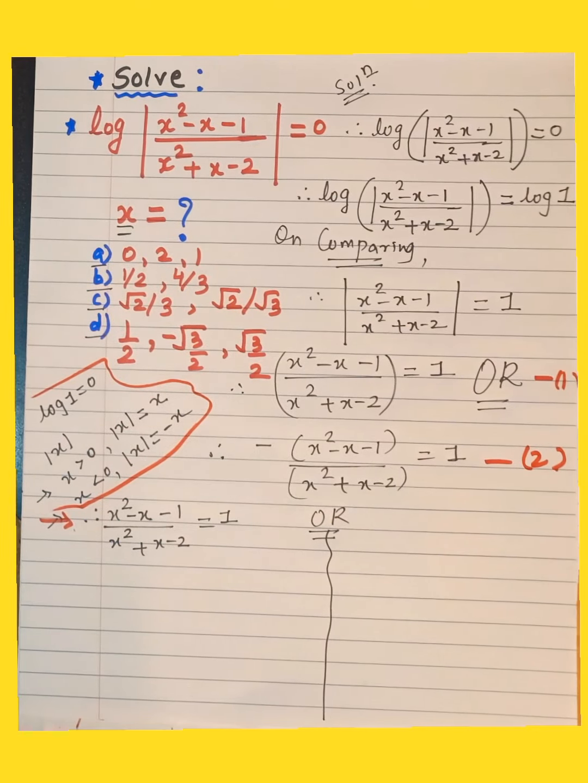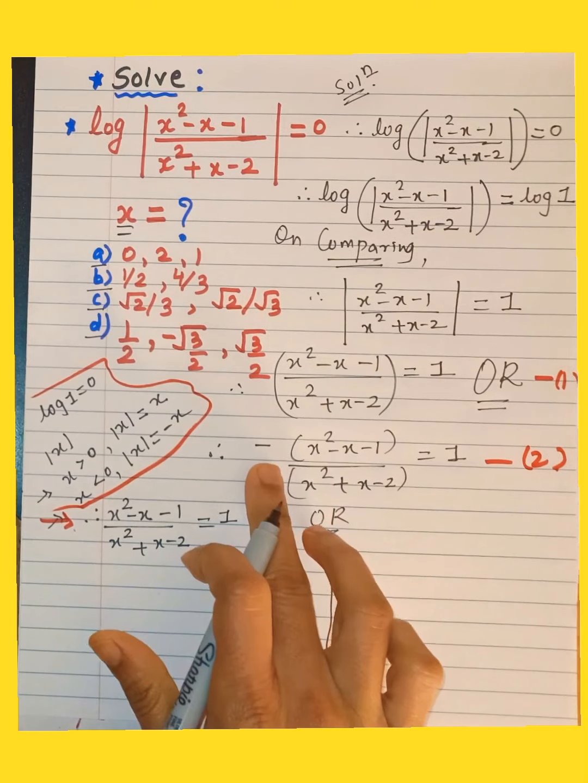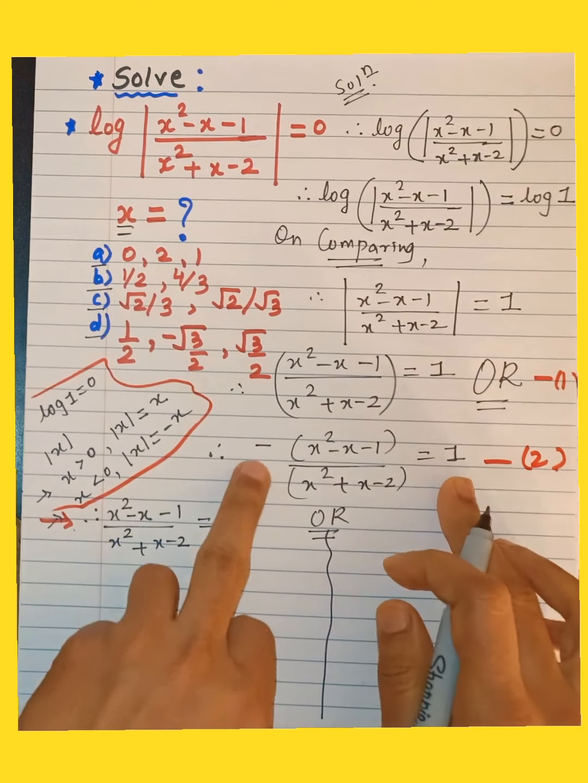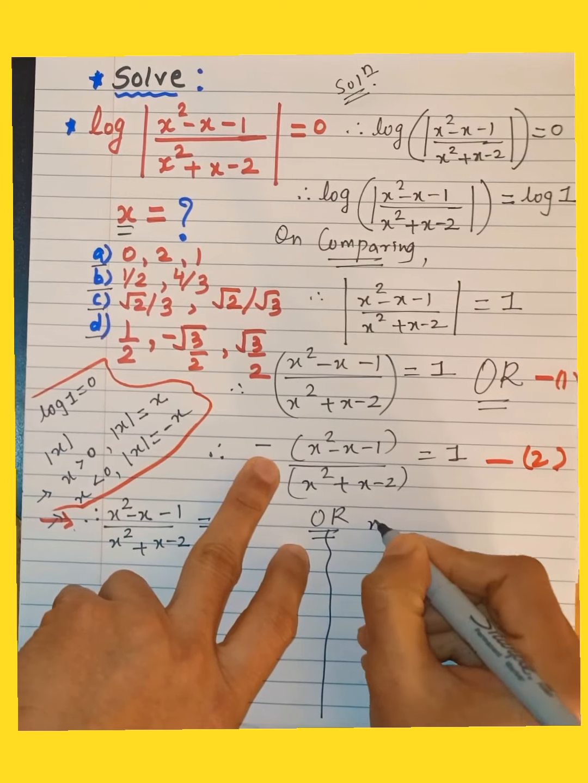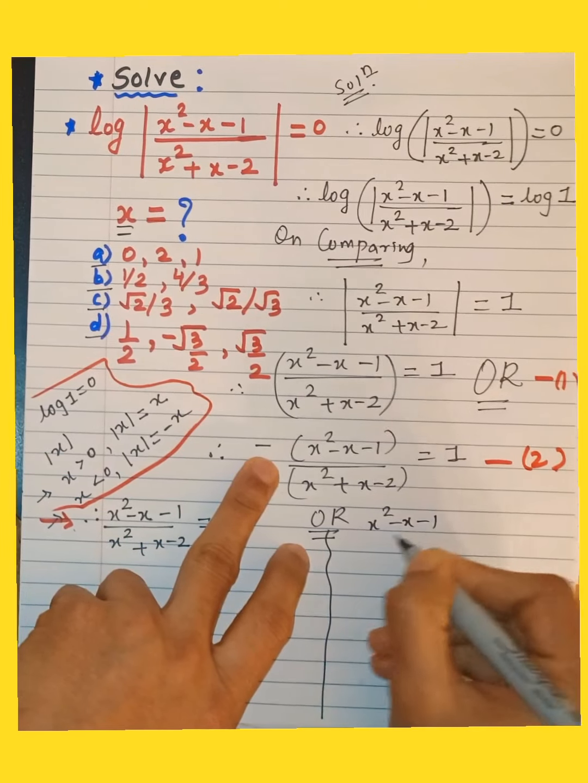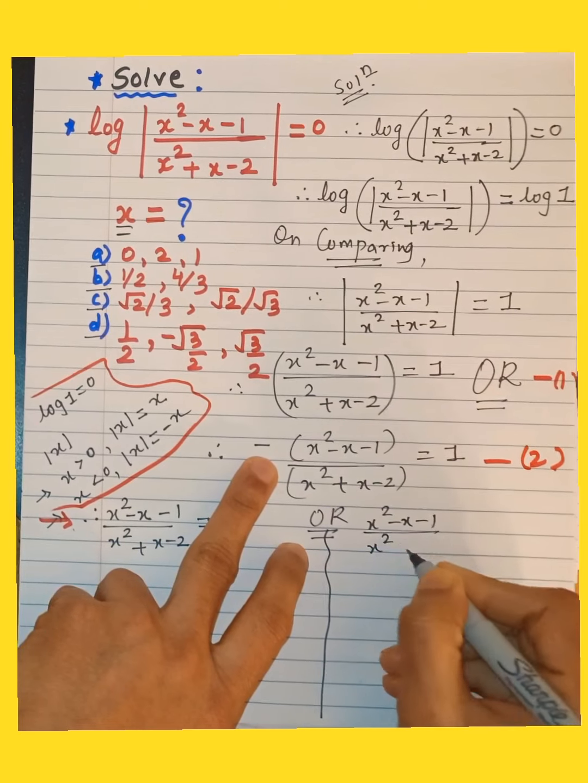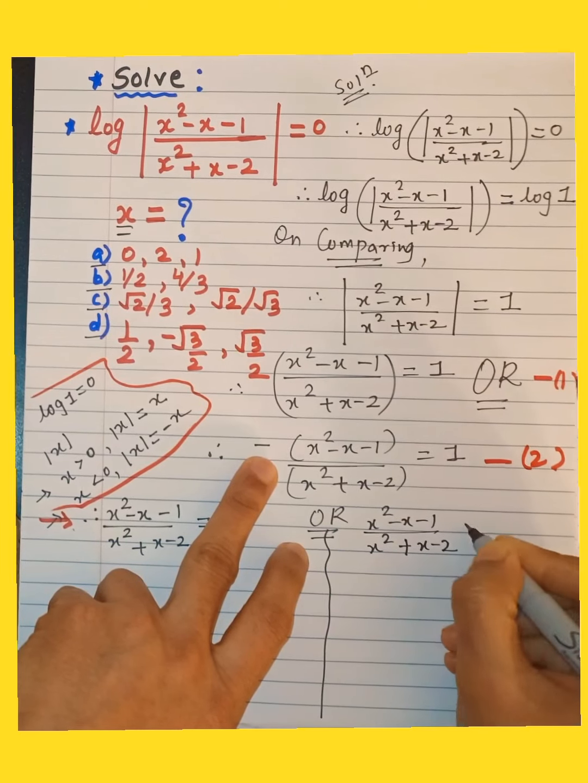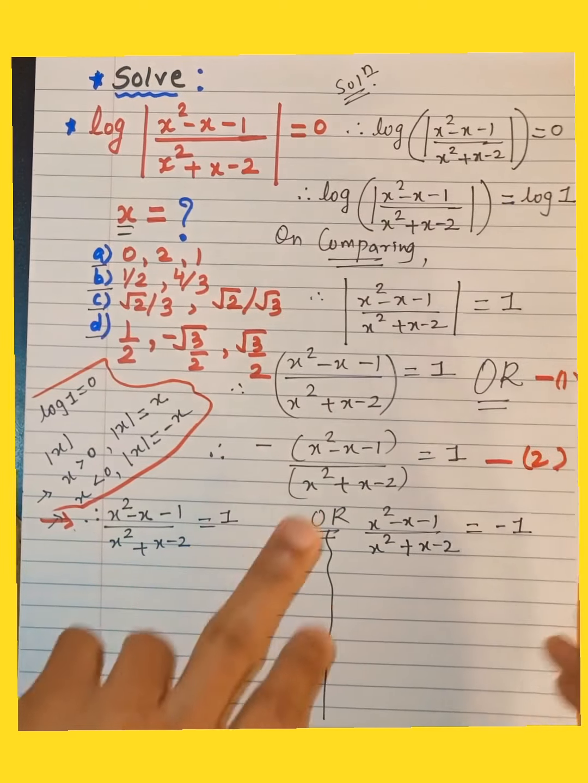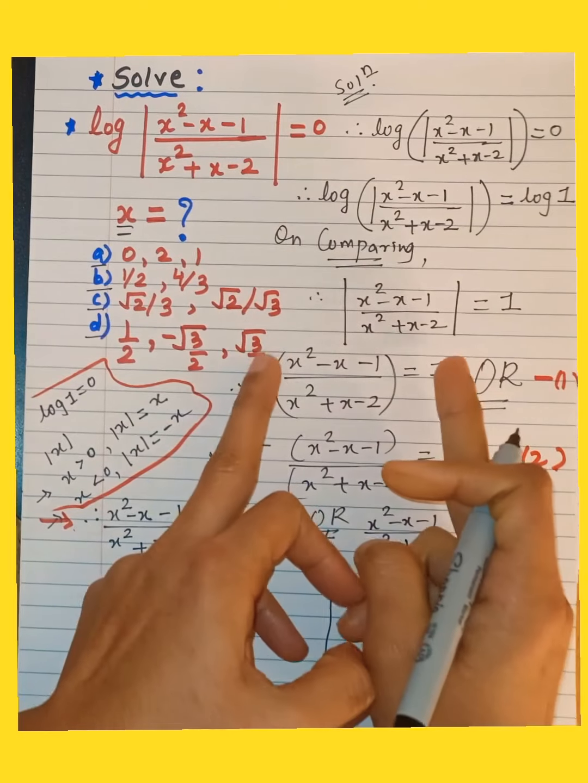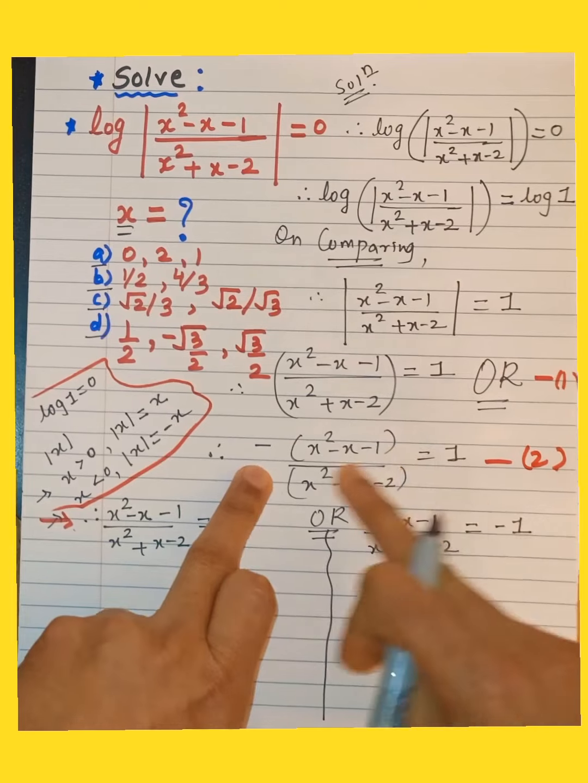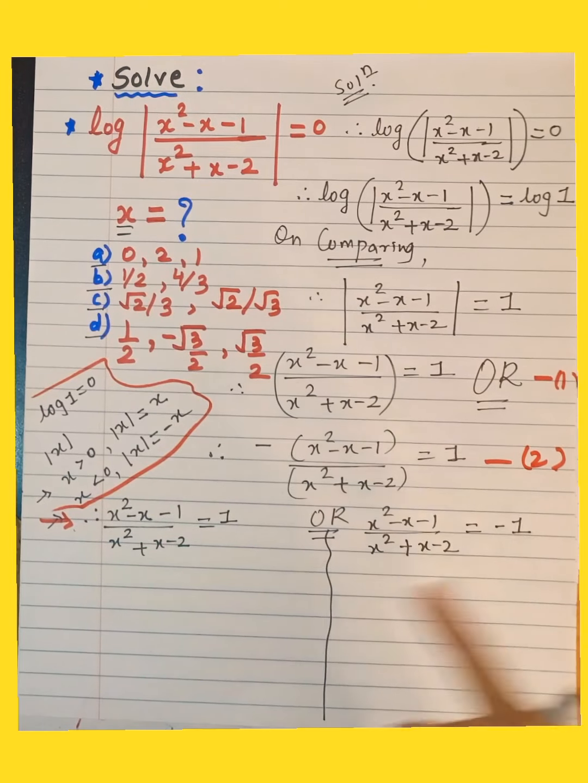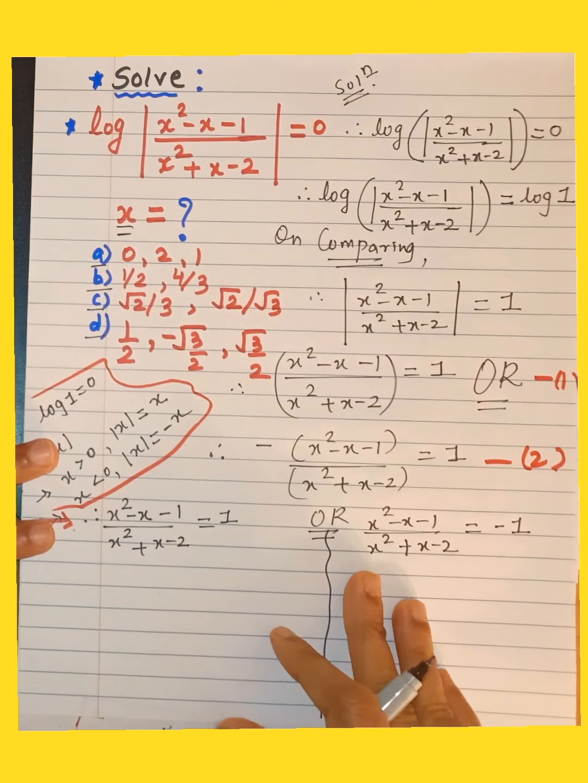Now our second equation has this negative sign, we can shift that side. So what I am doing, I am taking this negative sign here. So I will get (x square minus x minus 1) upon (x square plus x minus 2) equals to minus 1. So this will be our second equation. One was this and the second this one. So this way I'll get the second equation. Now we will solve both equations one by one.